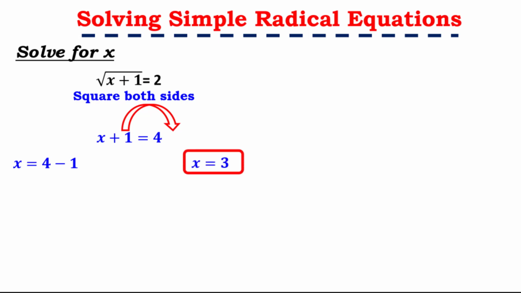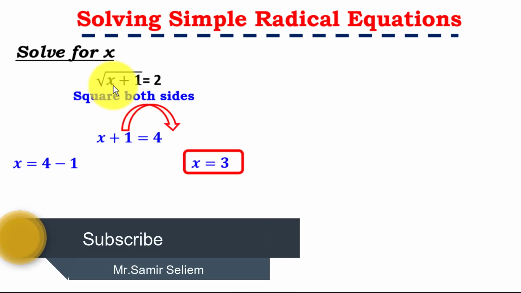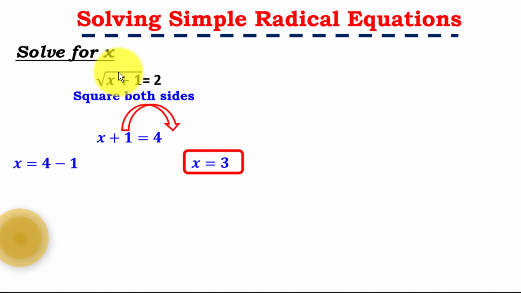How to check your answer? Just take x equals 3 and put it here. Then 3 plus 1 equals 4. Radical 4 equals what? Equals 2. Then the left hand side equals the right hand side.